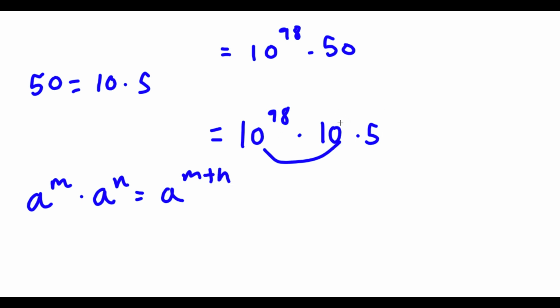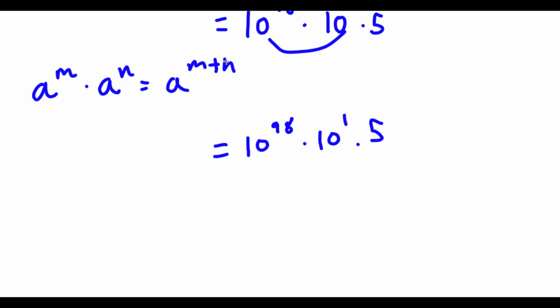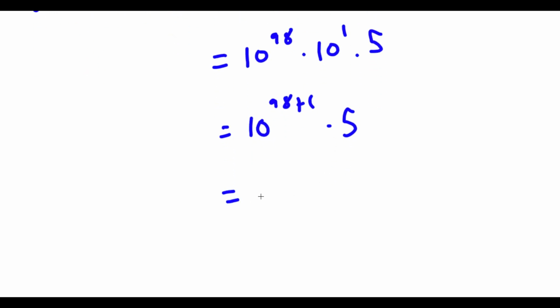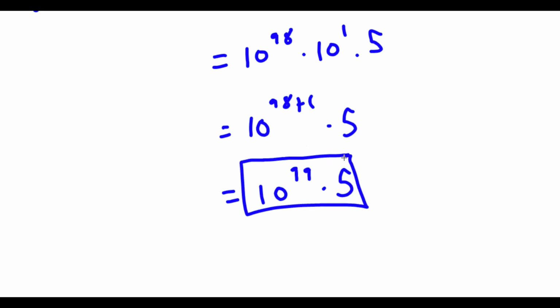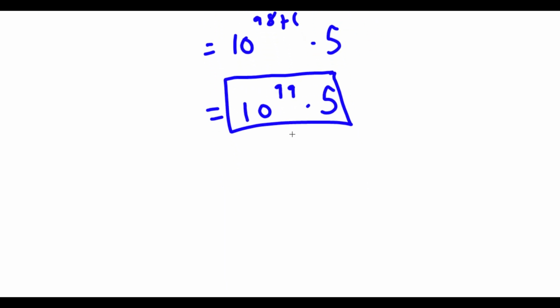So in this case, 10 here is the same thing as 10 to the power of 1. So now remember, if I'm multiplying these two, I keep the bases the same, and I simply add the two exponents. 98 plus 1, that's going to be 99. So I have 10 to the power of 99 times 5. So this is going to be my answer. And if you're wondering how big of a number this is, it is actually going to be 5 followed by 99 zeros. So it's going to be 5 with 0, 0, 0, 0, and on and on and on. So that is our answer.